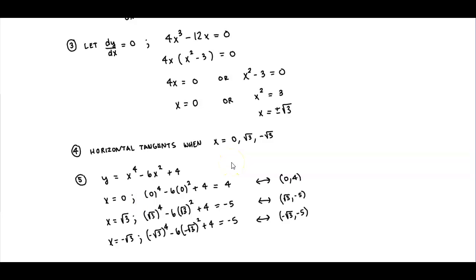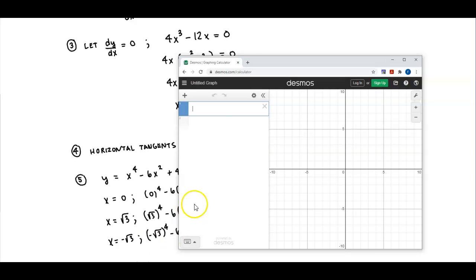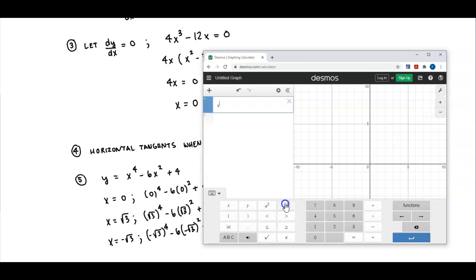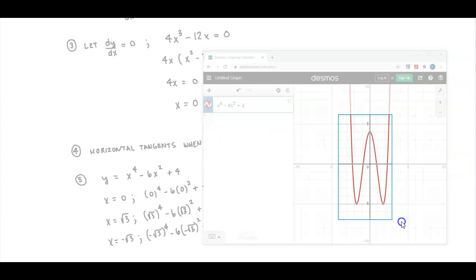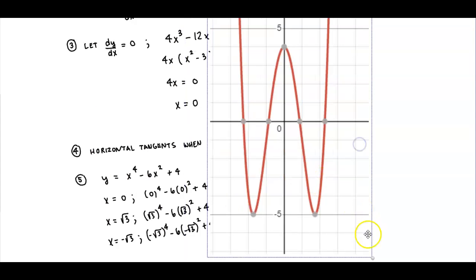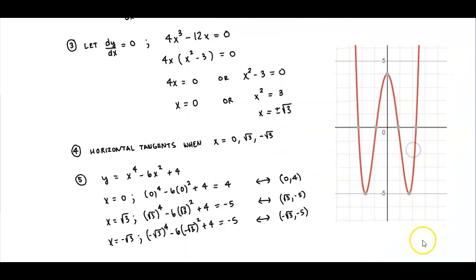Okay, now let's graph the original function on Desmos. So let's go ahead and put in our function: x to the fourth minus 6x squared plus 4. So let's take a look at that here. Let's take a look at these points. We can see here that this represents the horizontal tangent here. And the square root of 3, negative 5 is the horizontal tangent there. And then negative square root of 3, negative 5 is the horizontal tangent there.